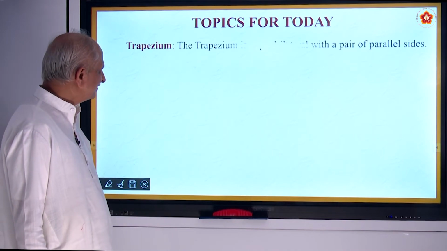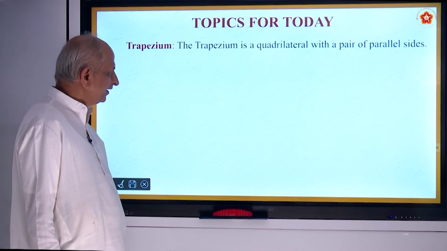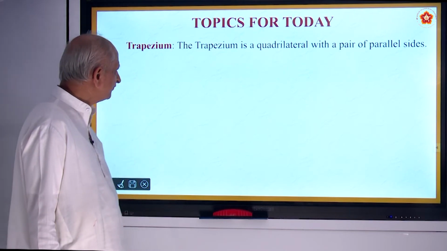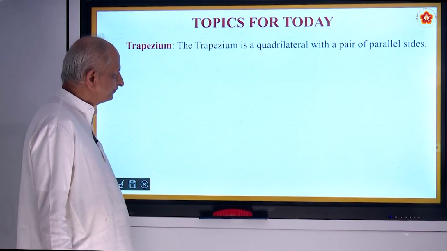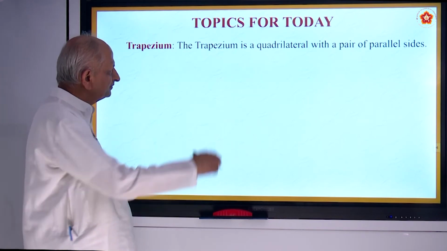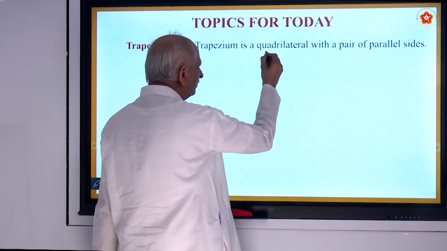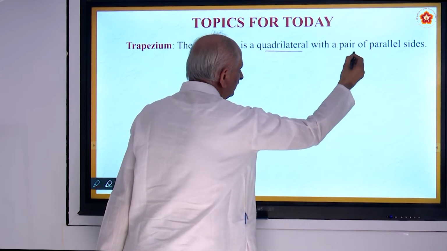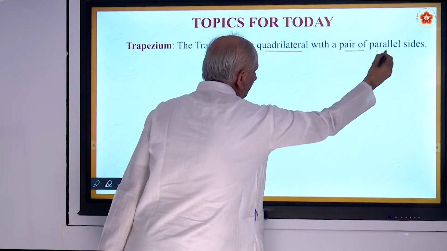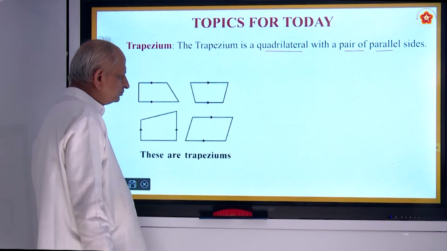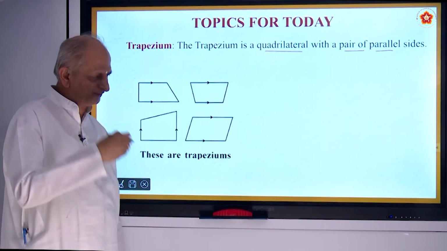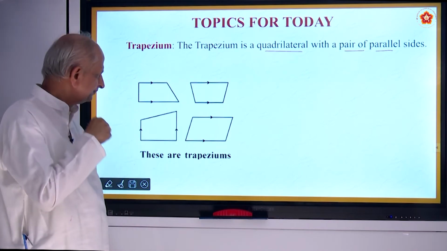So, what is that? Just continuation of the different polygons. One of the famous polygon, the quadrilateral, is trapezium. What is the speciality of this? Trapezium is a quadrilateral having one pair of parallel sides. So, I think most of you are familiar with this, you have seen in a previous class also.